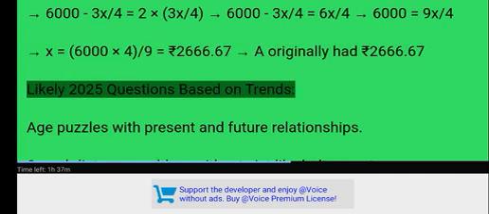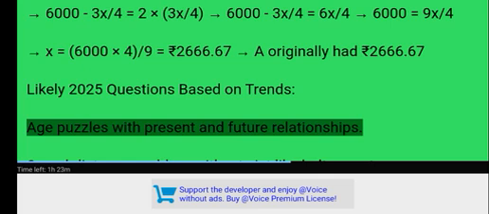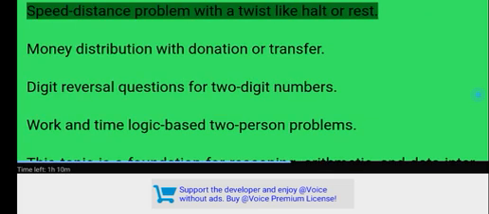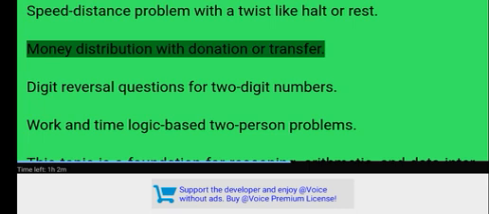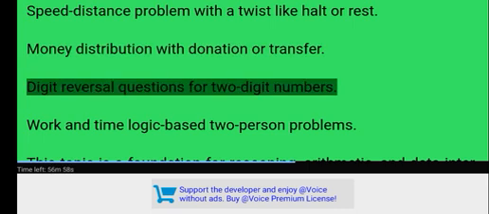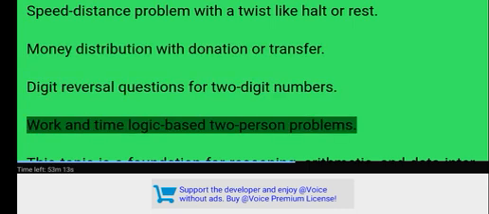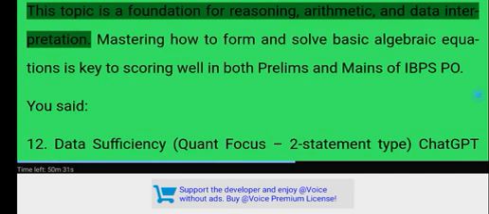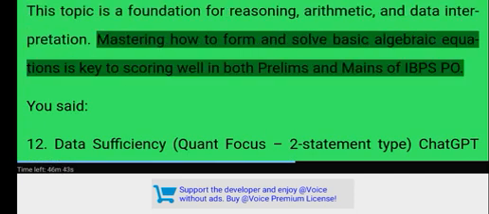Likely 2025 questions based on trends: age puzzles with present and future relationships, speed and distance problems with a twist like a halt or rest, money distribution with donation or transfer, digit reversal questions for two-digit numbers, and work and time logic based two-person problems. This topic is a foundation for reasoning, arithmetic, and data interpretation. Mastering how to form and solve basic algebraic equations is key to scoring well in both prelims and mains of IBPS PO.